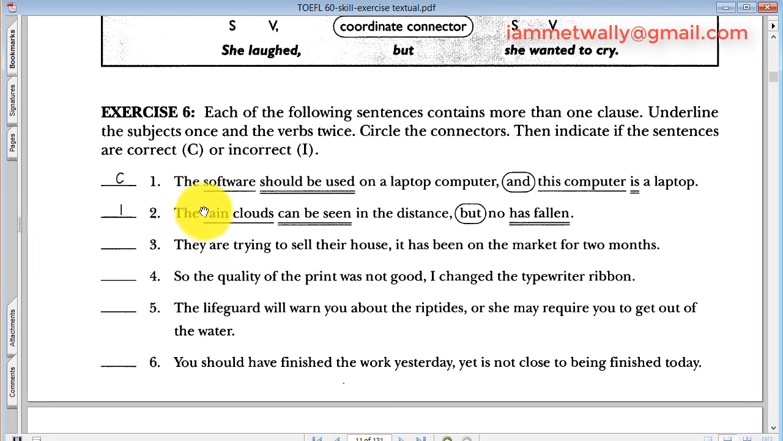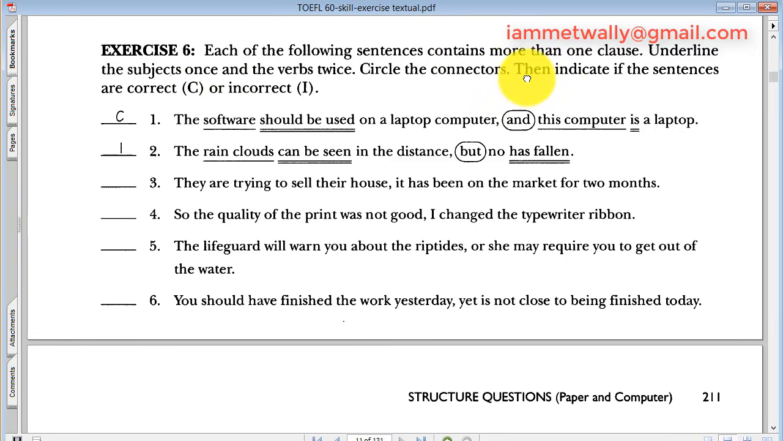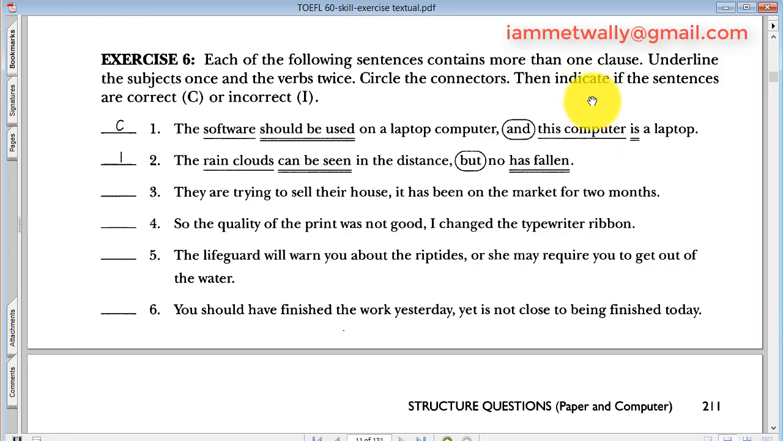Exercise 6. Each of the following sentences contains more than one clause. Underline the subject once and the verb twice, circle the connectors, then indicate if the sentences are correct, C, or incorrect, I. 1 and 2 are already solved.